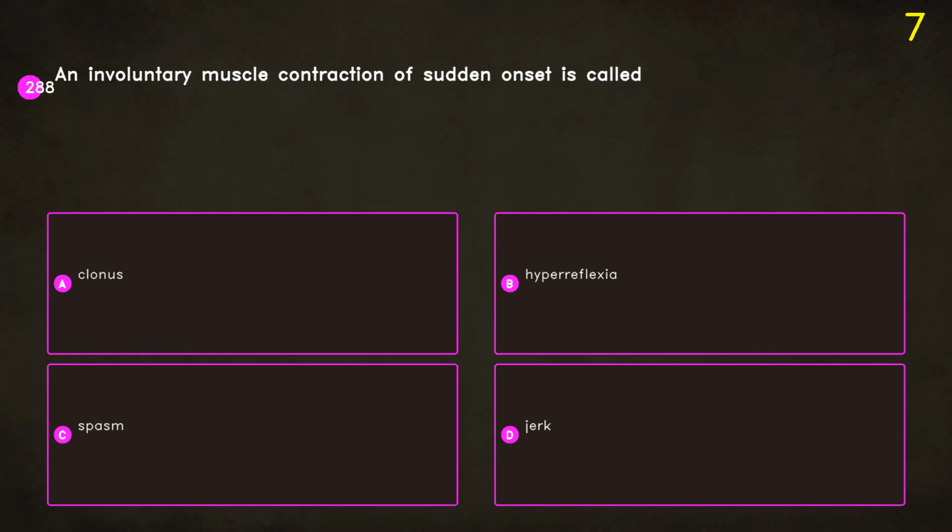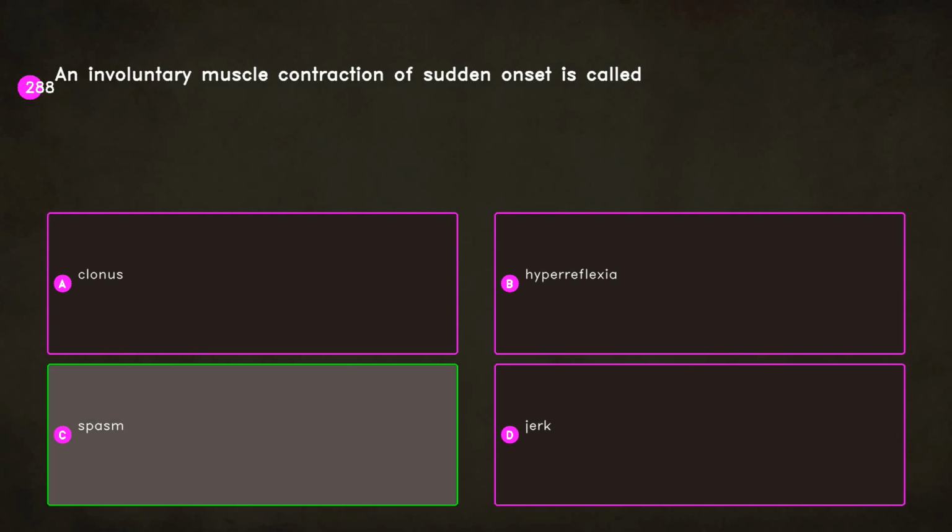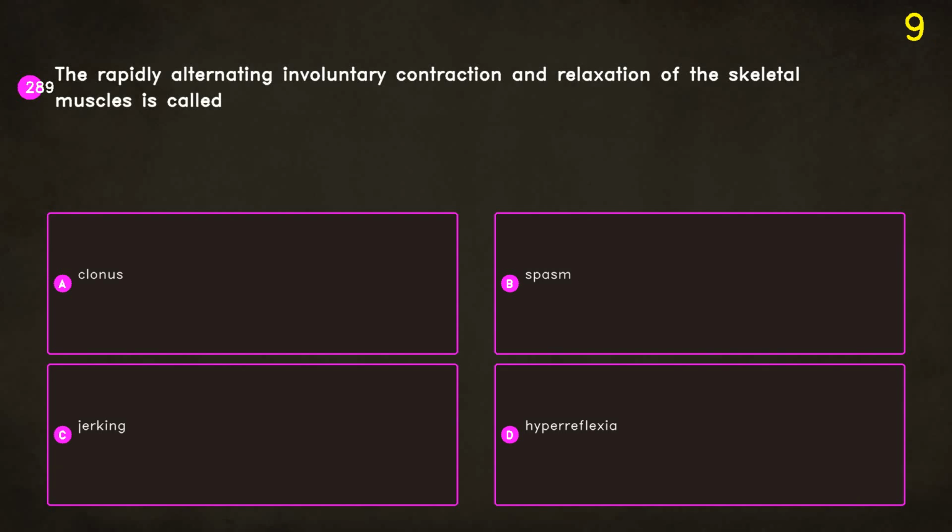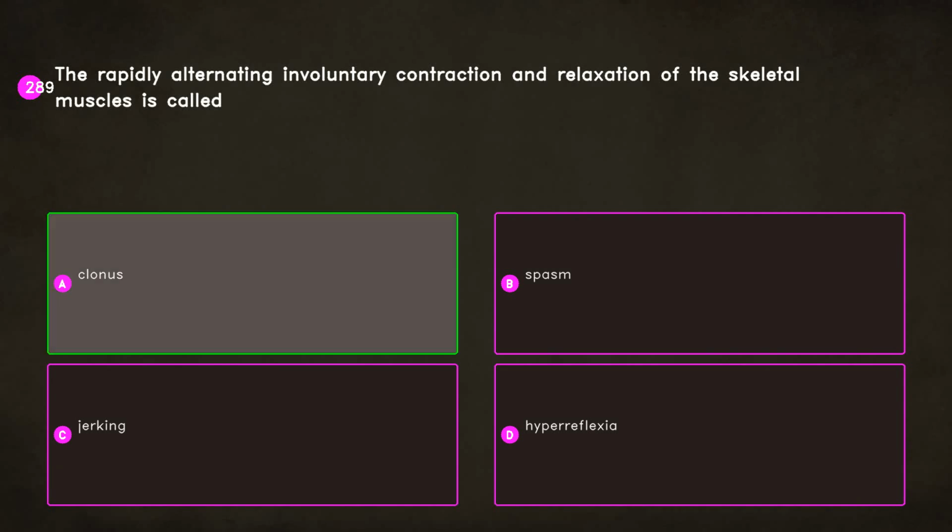Question 288. An involuntary muscle contraction of sudden onset is called A. Clonus. B. Hyperreflexia. C. Spasm. D. Jerk. The correct answer is spasm. Question 289. The rapidly alternating involuntary contraction and relaxation of the skeletal muscles is called A. Clonus. B. Spasm. C. Jerking. D. Hyperreflexia. The correct answer is clonus.